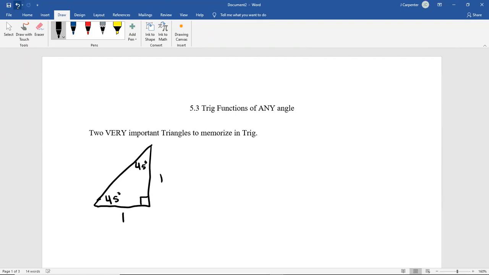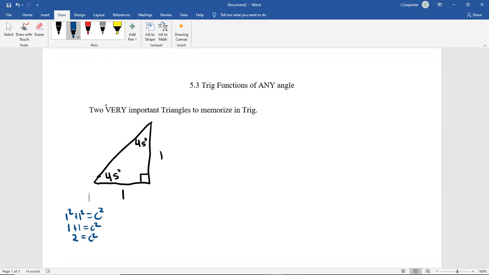If it's 2, that's 2. But this makes it easier. We can find the hypotenuse by doing the Pythagorean theorem. If we take 1 squared plus 1 squared and set it equal to c squared, each 1 squared is 1, so that's 1 plus 1, which is 2, equals c squared. You take the square root of both sides so that they cancel on the right side and you just get a c, and you see that c is equal to the square root of 2. That is how we determine that side's length.